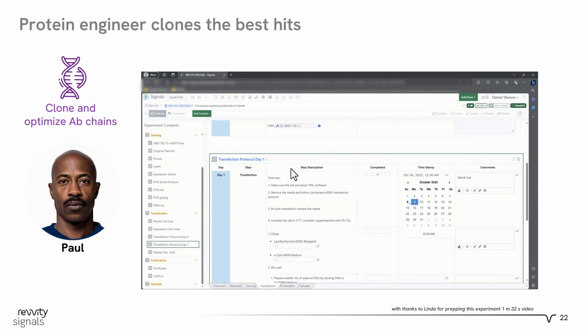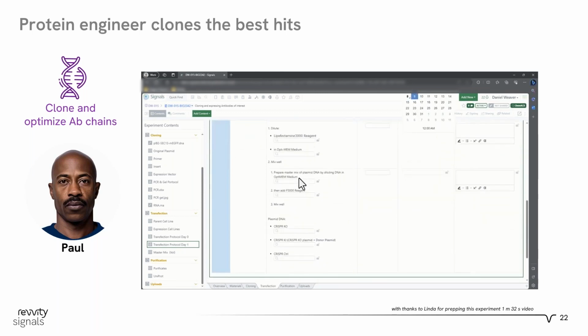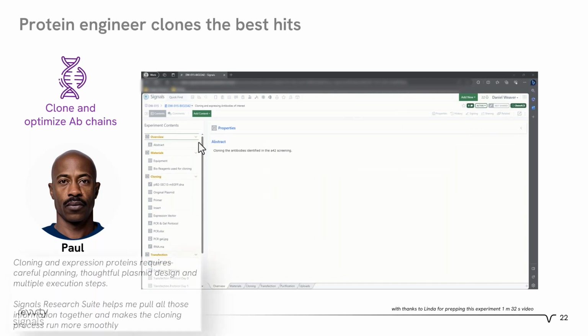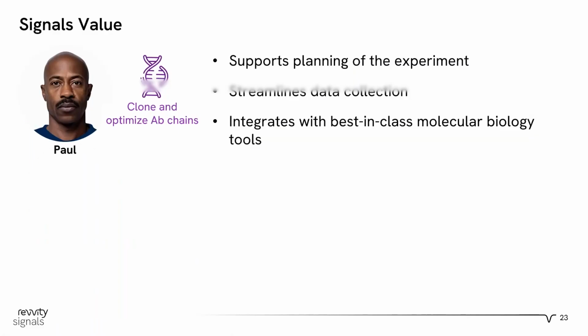So this again is maybe an example of a little more of a manual version of the cloning, but this also can be done in a high throughput manner. And so the value for Paul is that he is going to benefit because Signals makes it very easy for the molecular biologist to sit down, really plan out the experiment and use the capabilities to track the progress and drive those experiments in a consistent, reproducible, and reliable fashion.